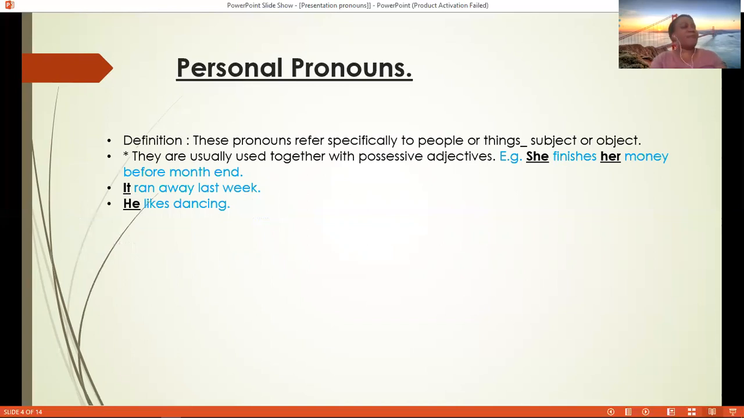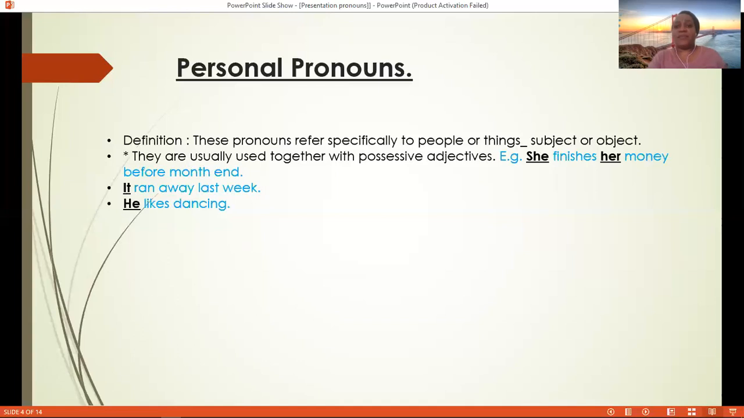Then let's look at the personal pronoun quickly. What is a personal pronoun? These pronouns refer specifically to people or things, subjects or objects. They are usually used together with possessive adjectives.